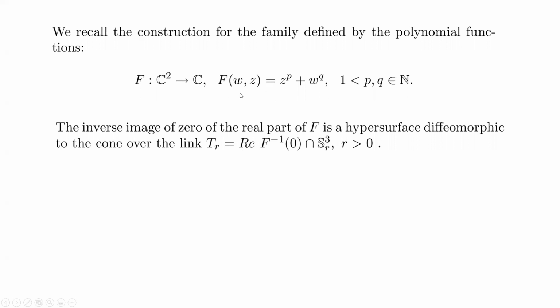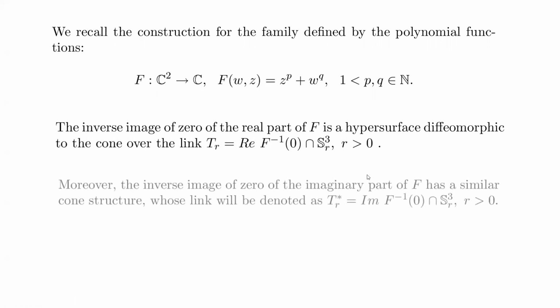singular set, the inverse image of 0 of the real part of this holomorphic complex function. You know, this is in R4. We are looking at this in R4. This intersection provides the link. Moreover, the link of the imaginary part is the same. So you have links for the real part, which is the intersection of the real part of this function, and the intersection of the imaginary part of this function. The values are in C, so you have real part and imaginary part.